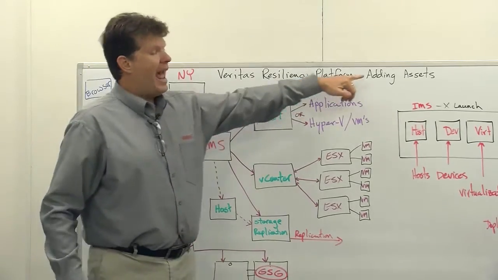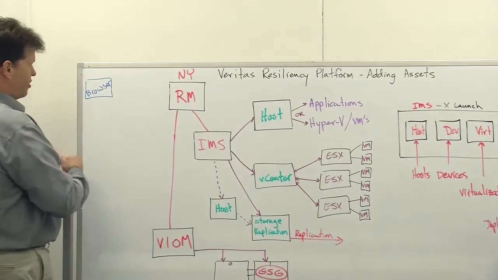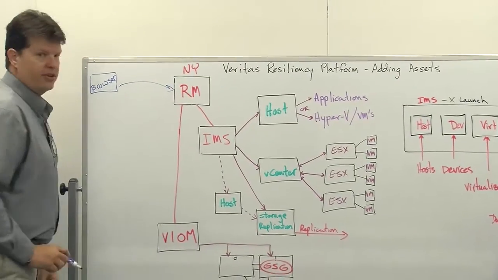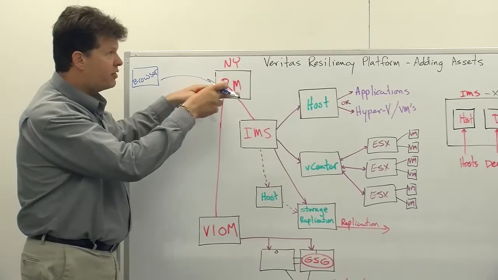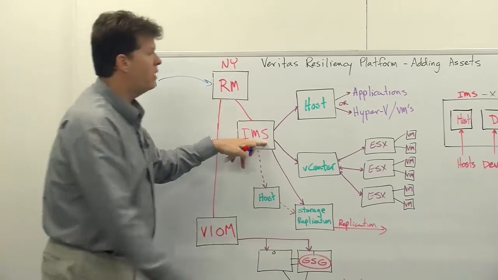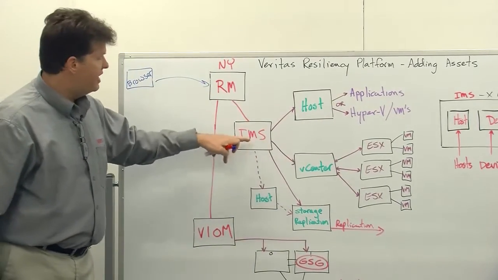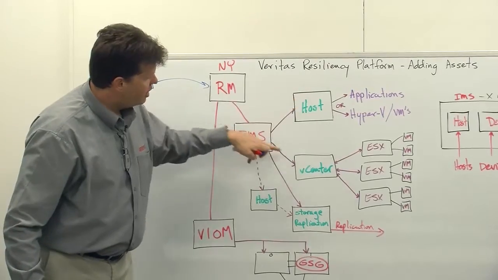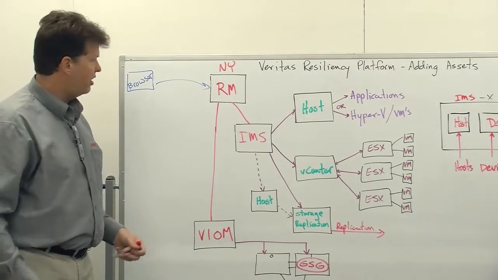So to do an add asset process, what we're going to do is basically via browser connect to our resiliency manager. From the resiliency manager, we're going to go to our settings menu, we're going to go to infrastructure, and we're going to choose the associated infrastructure management server that we want to associate to our individual components. This is going to be our communication path to whatever component needs to be started and stopped and managed, essentially.